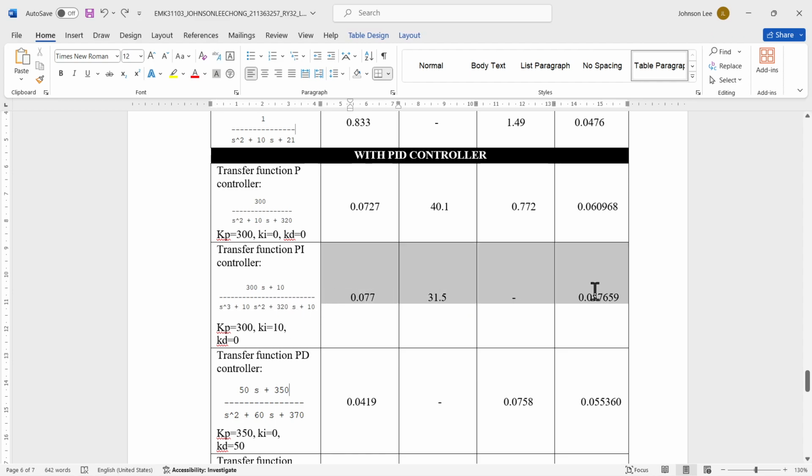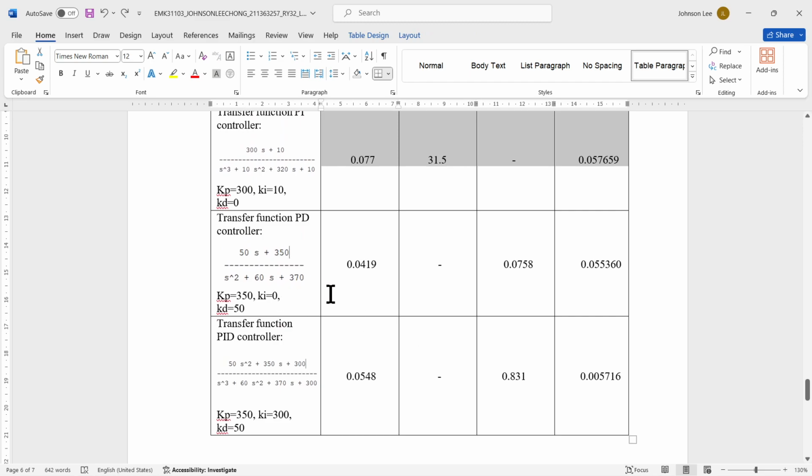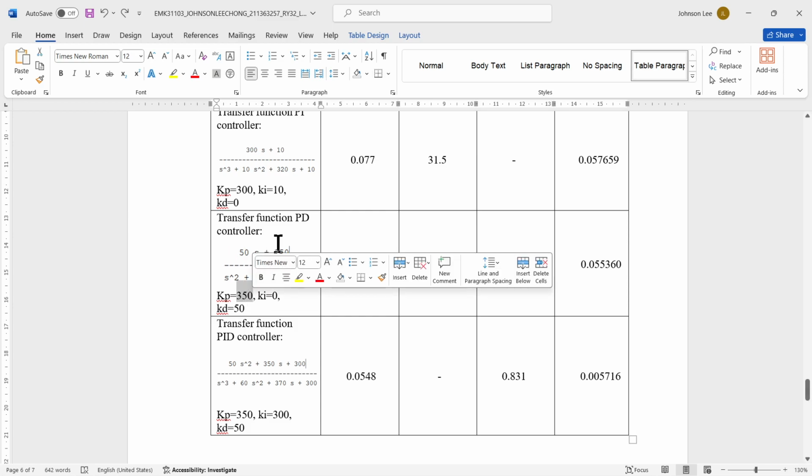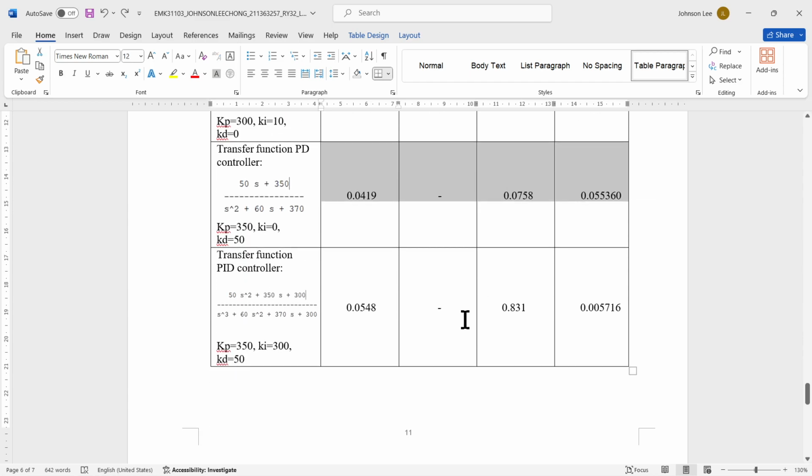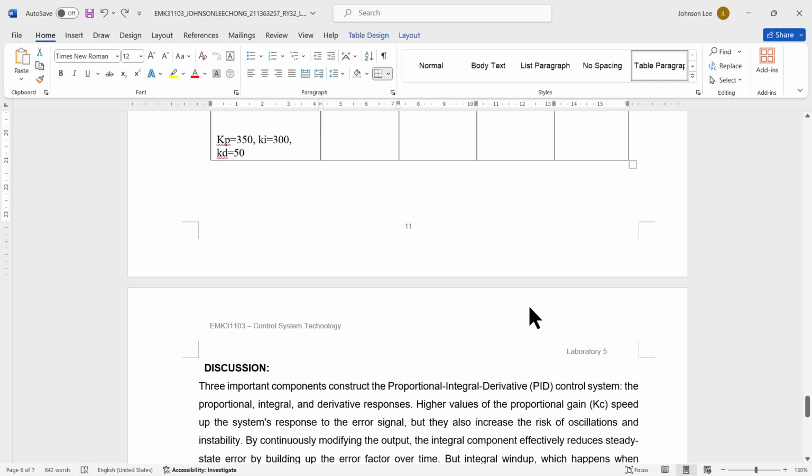the value will be like this. If the Ki is equal to 0 and the Kd is equal to 50, the Kp is equal to 305, the value will be like this. For the fourth part, when the Kp is 350, the Ki is equal to 300 and the Kd is equal to 50, the value will be like this. So this is the end.